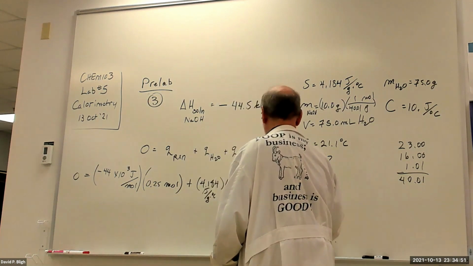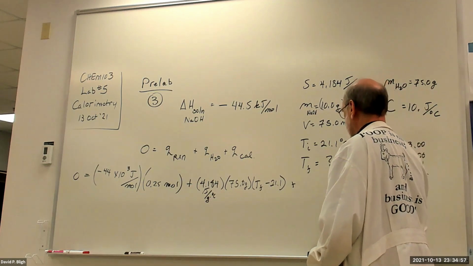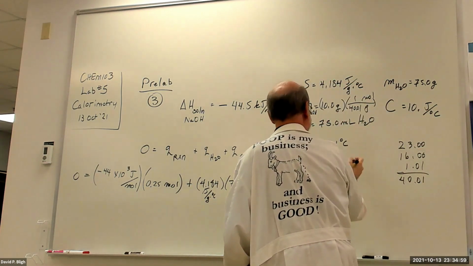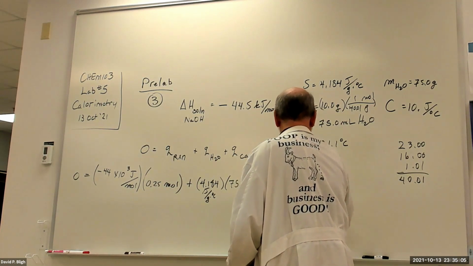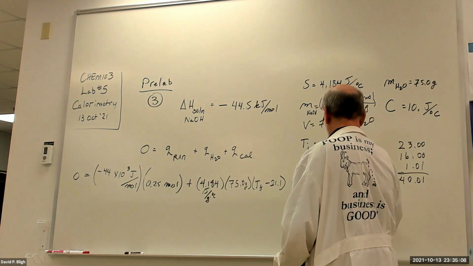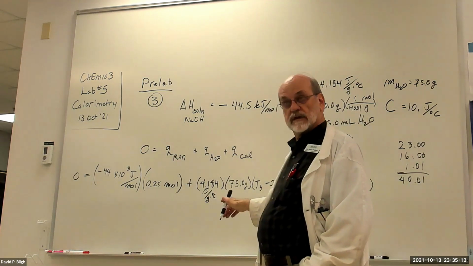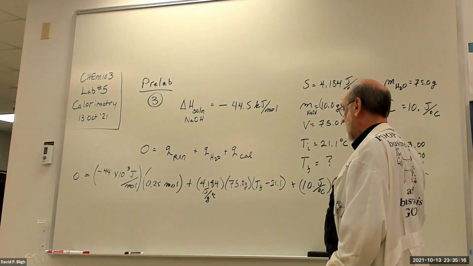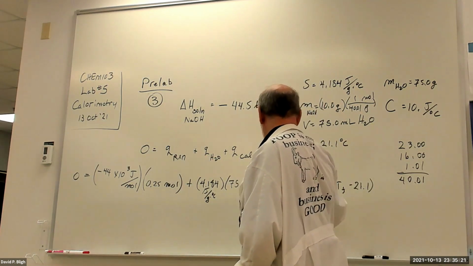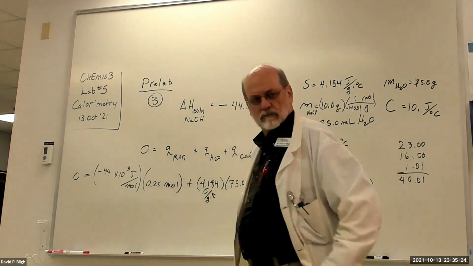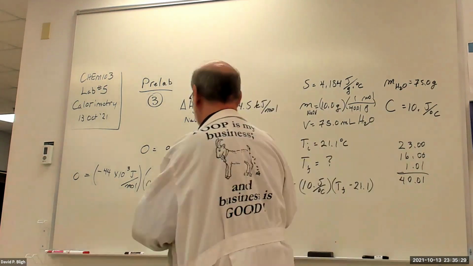Now the calorimeter. The calorimeter introduces a correction factor of 10 joules per degree C. So this big C here, 10 joules per degree C, is multiplied by final temperature minus initial temperature. So it's going to be the same as the water that's in the calorimeter. So there's our formula, and we just solve for TF. Stop me if you have questions.